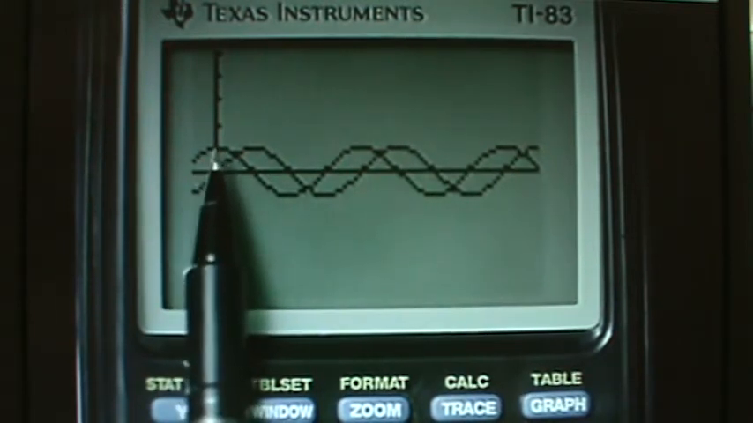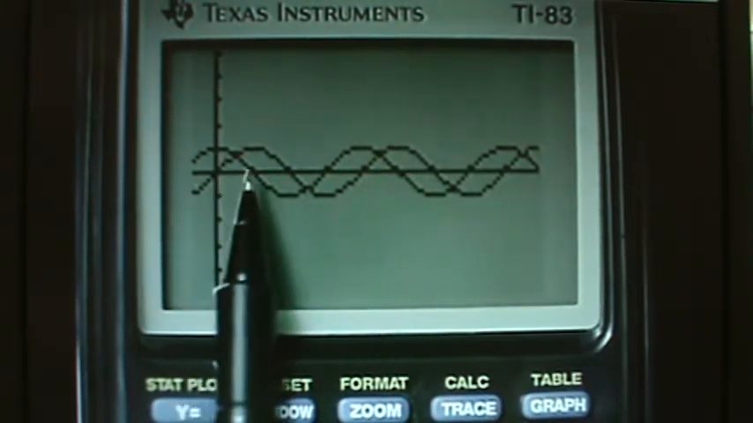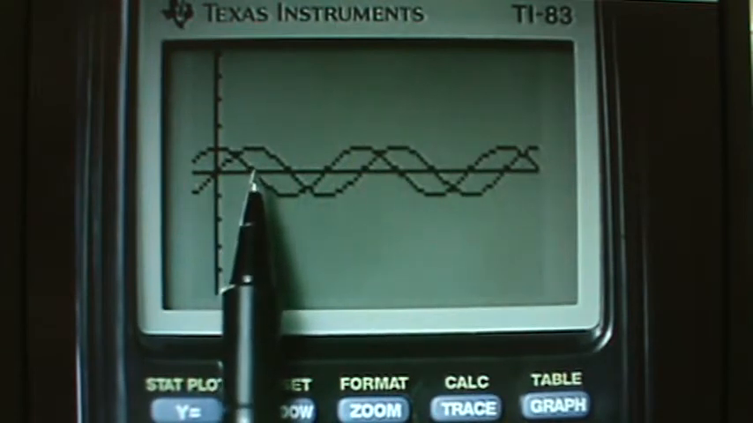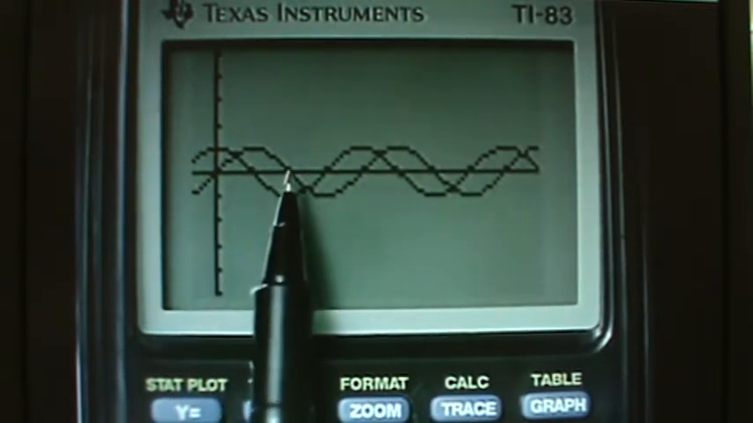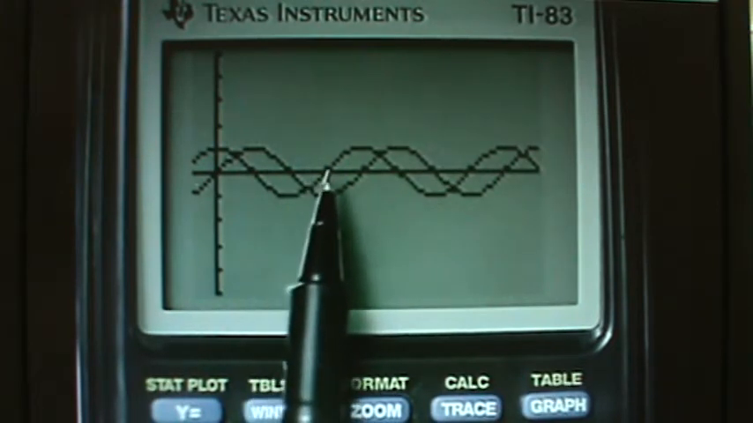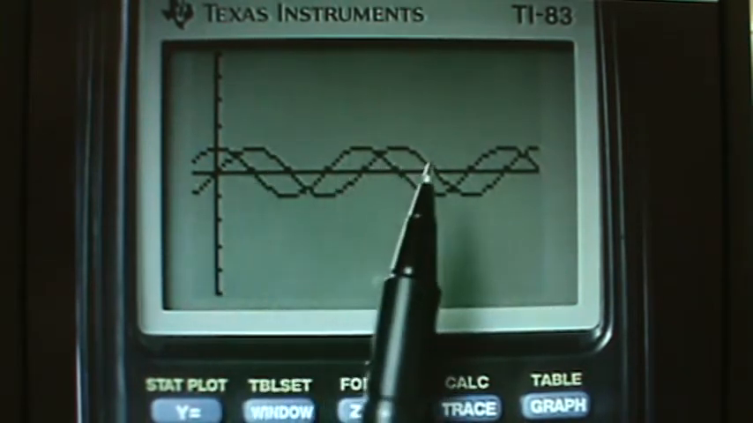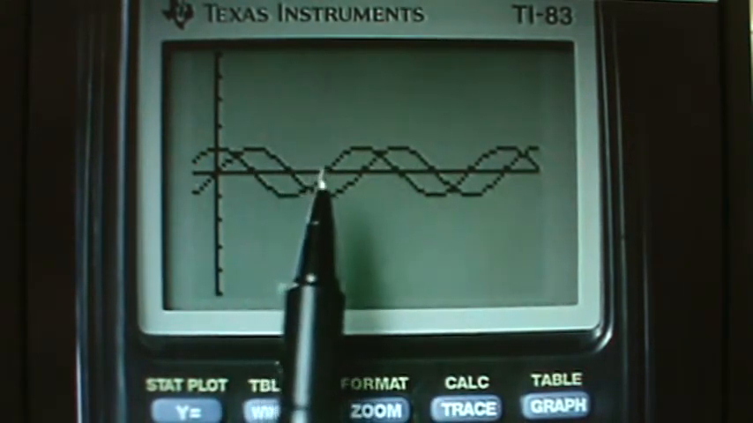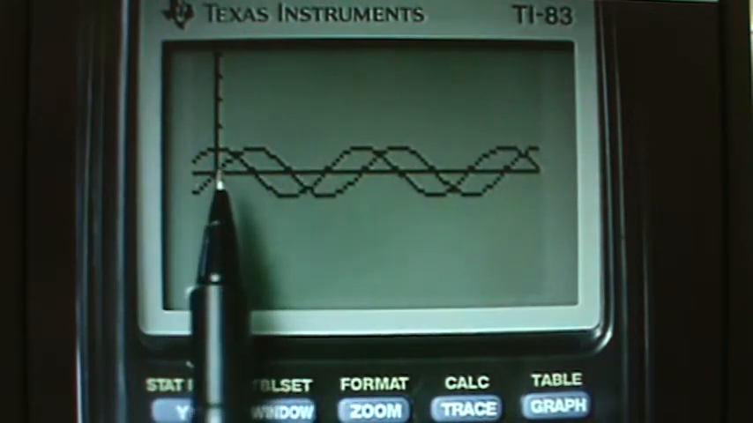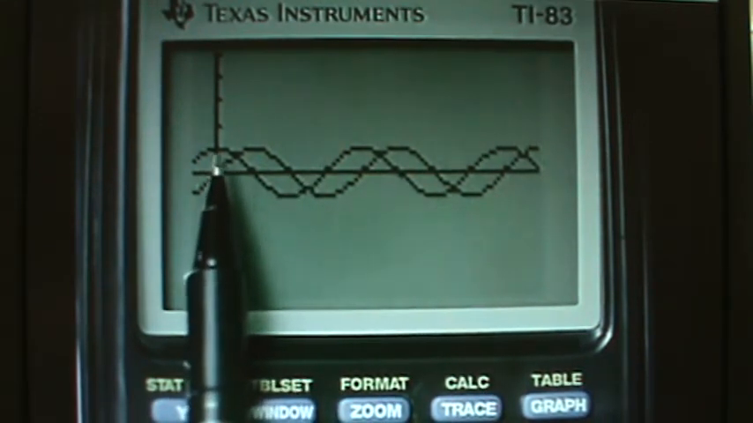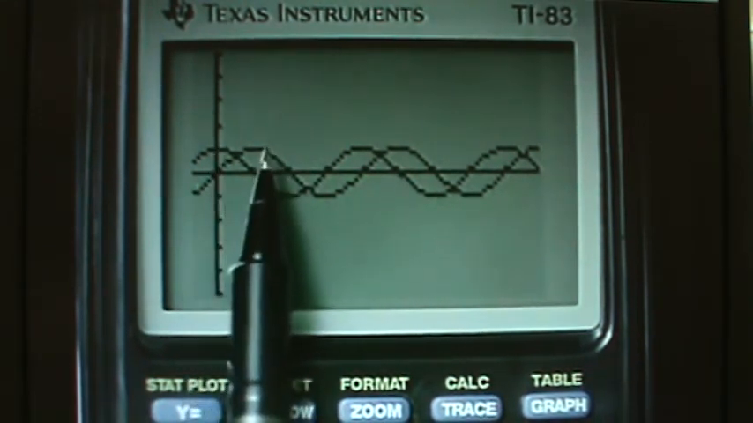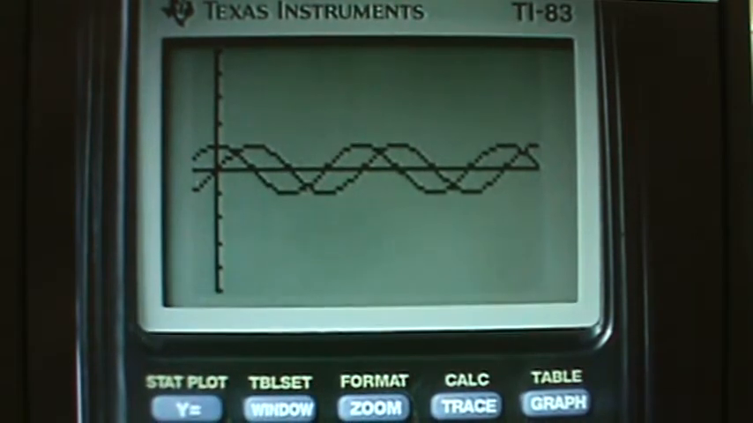0 is the top of the amplitude for the cosine curve. Pi over 2 is an intercept. Pi is the bottom of the amplitude. 3 pi over 2 is an intercept, and 2 pi is the top of the amplitude. So the two graphs are actually identical, except one is shifted from the other. If we could somehow get either of these graphs to shift just a bit on the coordinate plane, they would overlay one another.